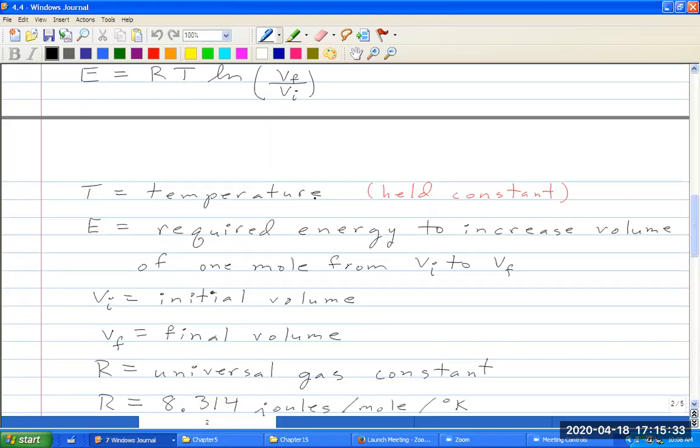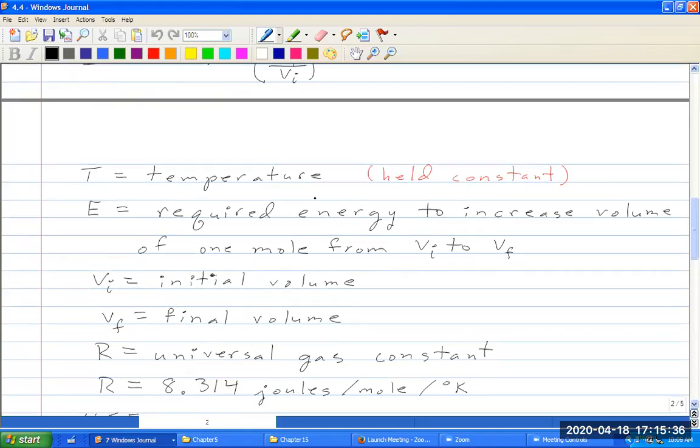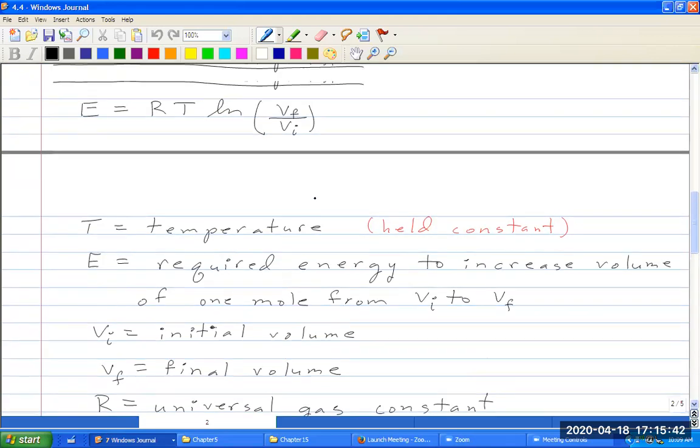The universal gas constant is approximately 8.314 joules per mole per degree Kelvin. So I guess this should be in degrees Kelvin. Everything works out nice.